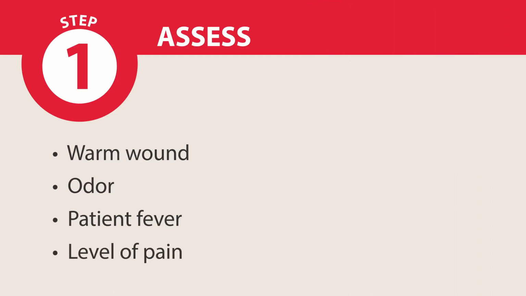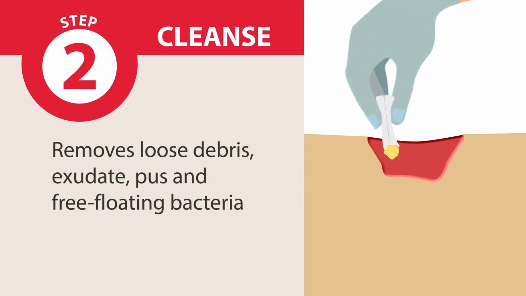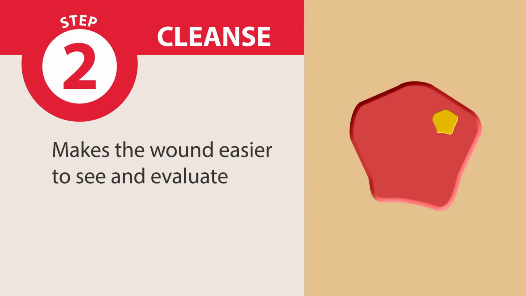By assessing all of these wound characteristics, you'll be in a better position to develop and implement the most effective treatment plan and move on to the next step, cleansing the wound. Cleanse and irrigate the wound per its assessment. Cleansing and irrigating the wound creates the optimum environment for healing in 2 ways. First, it removes loose debris, exudate, pus, and free-floating bacteria. And second, it supports the wound assessment by making the wound easier to see and evaluate. To cleanse the wound, swab it with dampened gauze or a similar product and irrigate to remove deeper debris.